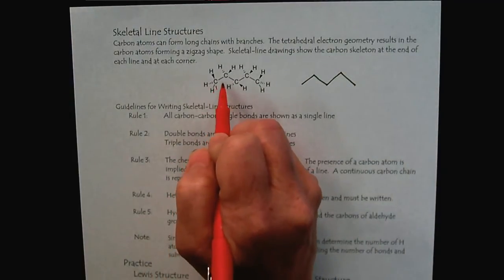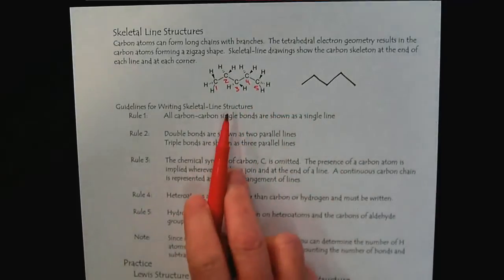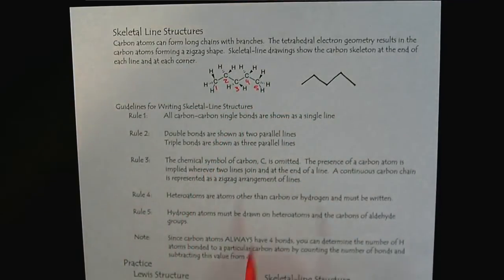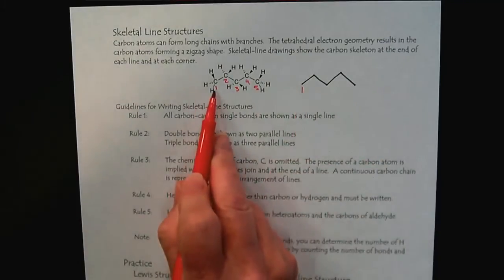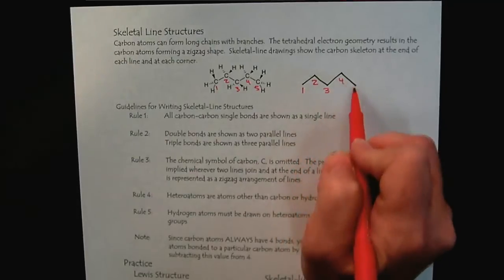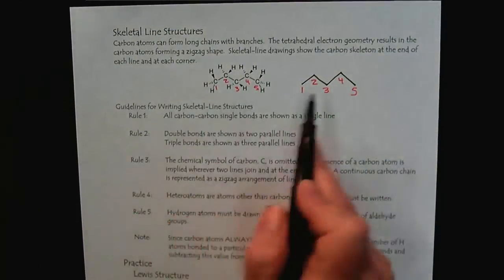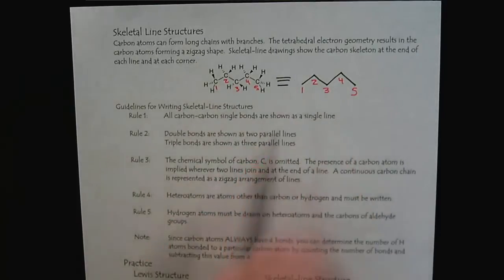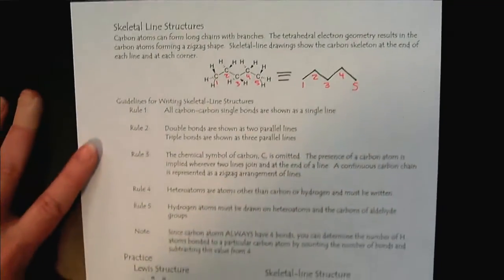So if we counted our carbon atoms here in our Lewis structure, we see we have 5 carbon atoms. So the end of this line represents carbon 1, carbon 2, 3, 4, 5. So these 2, this is our Lewis structure and our skeletal line. They're representing the same compound, pentane. Right? So we'll briefly review the rules.